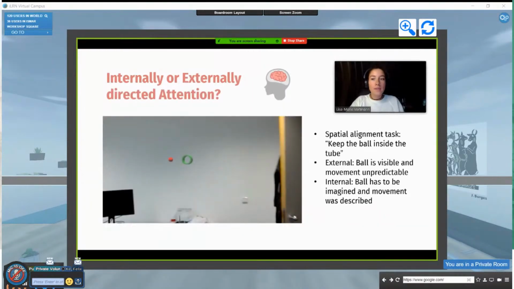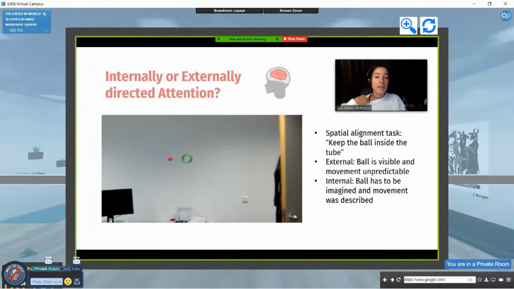In the second study, we did a spatial alignment task where, as you can see here, the participants saw a green tube on a wall, and the task was to keep the ball inside the tube. So the participants had to move. We especially wanted that movement because it's realistic for AR applications with head-mounted displays. The participants had to move so that the ball would always be aligned with the tube. As you can see right here, it's not aligned. It should be inside the tube.